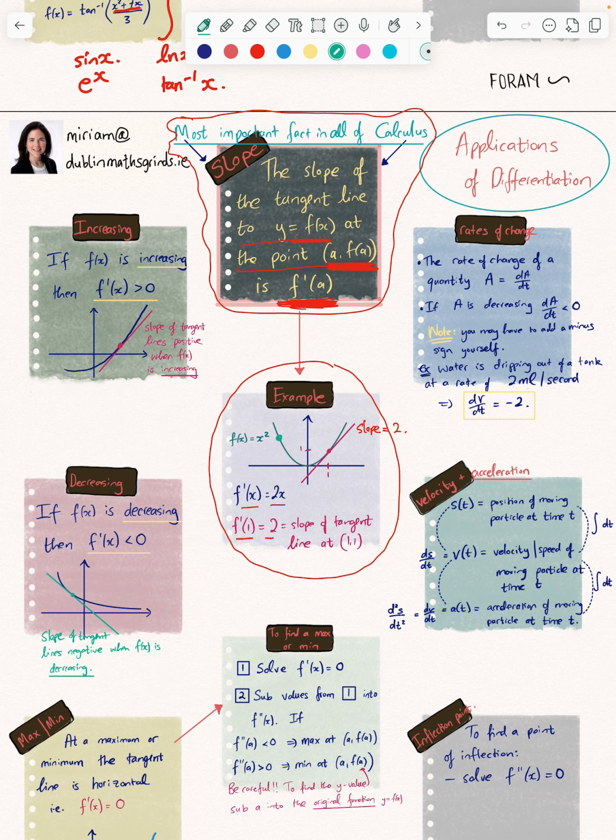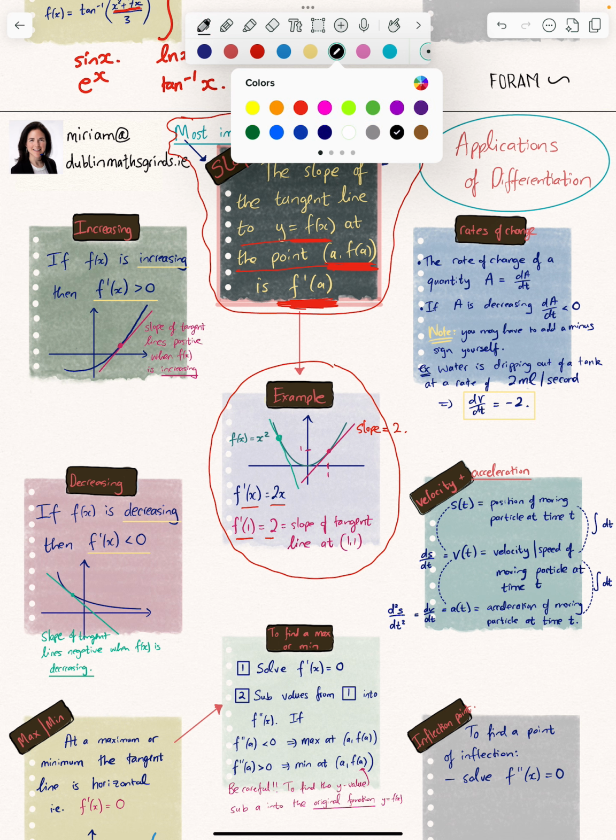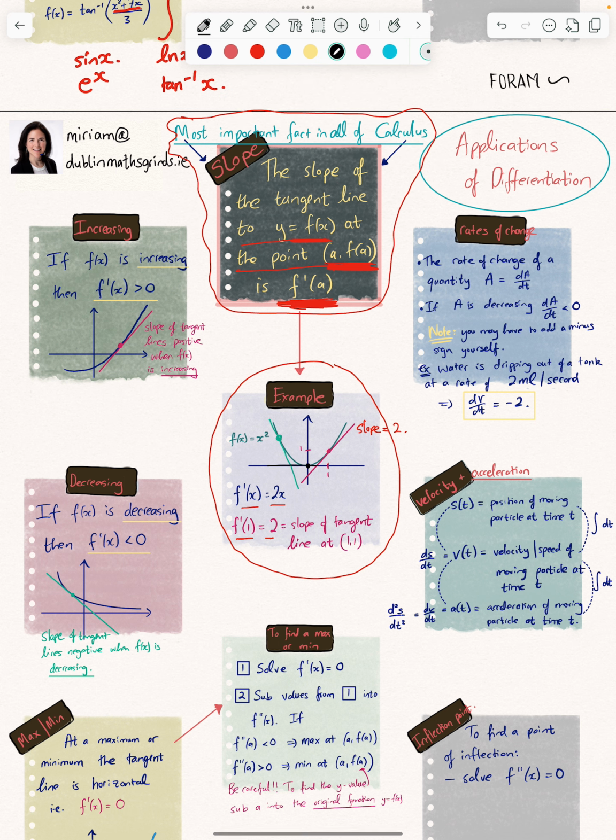Like if we're at this green point back here, the derivative is going to be negative. And if we're at the point (0, 0), the derivative is going to be 0 because you have a horizontal tangent line. So the derivative is a function in its own right. It is 2x. It depends on what x value you're at, what the slope of the tangent line is.